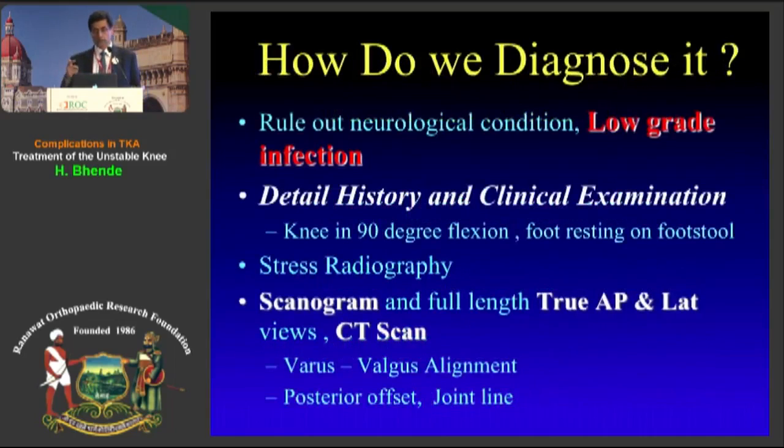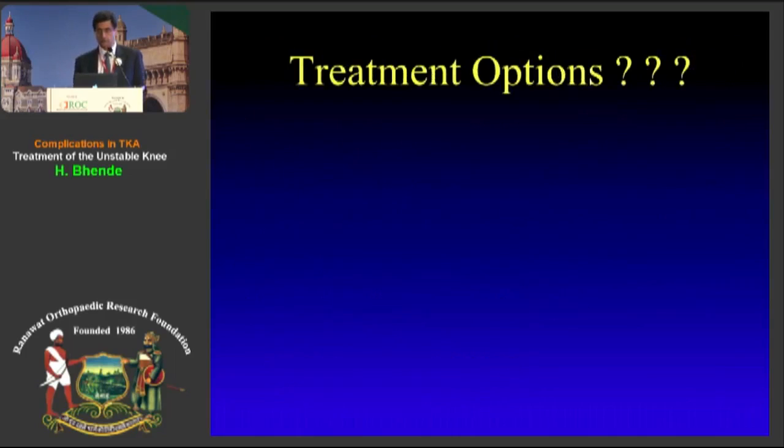So when you want to label a patient as having an unstable knee, you must rule out neurological conditions and low-grade infection. We must take a detailed history and clinical examination, which is very important in the diagnosis of an unstable knee. The knee must be examined in 90-degree flexion with the foot resting on a footstool and drawn forward like a drawer test. You can take stress radiography to see varus valgus alignment. You can take a full scanogram, and a true AP and lateral views to know exactly how much the posterior offset and anterior offset is. And we may take a CT scan to see the rotational alignment of the knee, because that's the only way you can find out if the femur is mal-rotated.